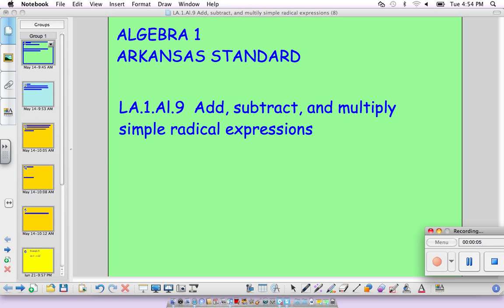Algebra 1, Arkansas Standard, LA1.A1.9. Add, subtract, and multiply simple radical expressions.